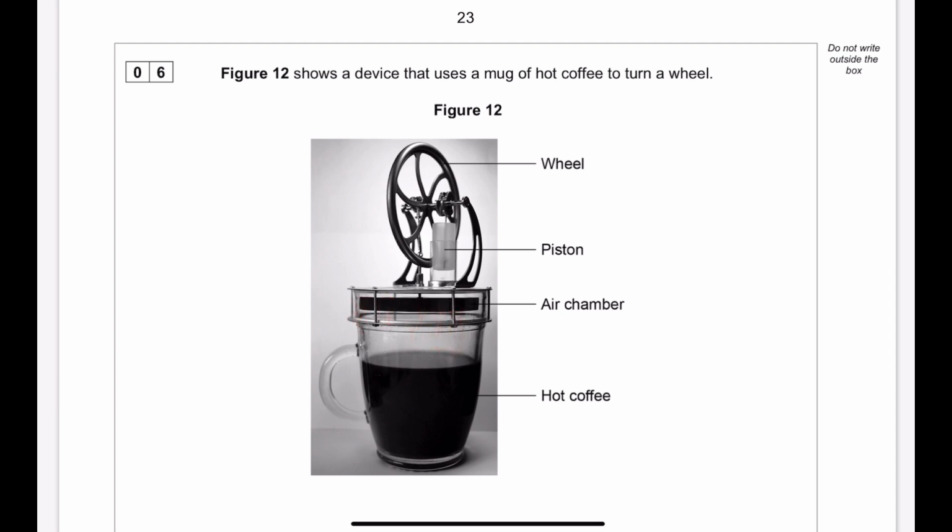The air molecules are becoming less dense and they try to rise upward into the air chamber. When they move into the air chamber, they go up into the part where the piston is present and push the piston. Therefore, the wheel will start moving.